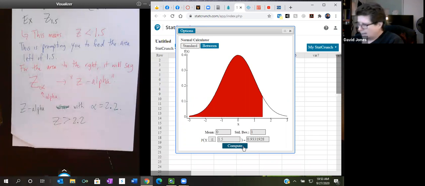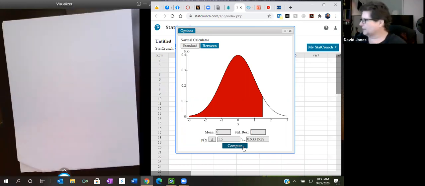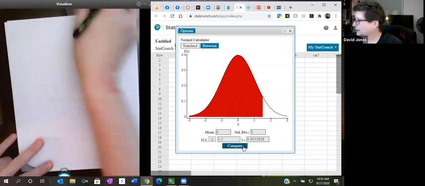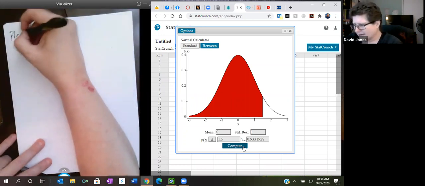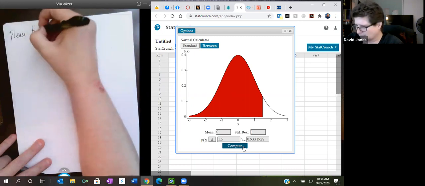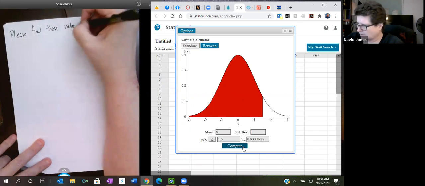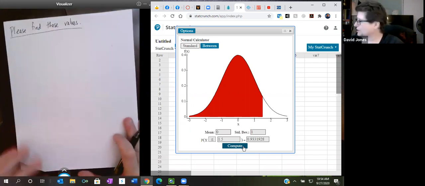So let me just give you some practice stuff. I strongly encourage you to do these. If you can do all these and get the answers I'll put up afterwards, you've got this calculator down. So please find these values. If you have it, you'll be ready for a good portion of the midterm.